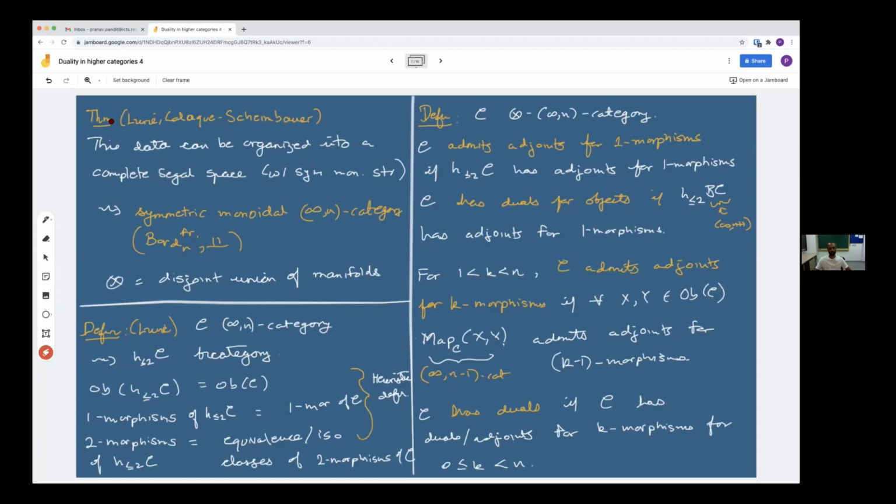So here's a theorem due to Lurie, and a completely detailed version of that is written down in a work of Calaque and Scheimbauer, that this data described heuristically can be organized into a complete Segal space, which furthermore can be equipped with a symmetric monoidal structure to give you a symmetric monoidal infinity n-category, Bord_n framed, where the tensor product is given by disjoint union of manifolds.